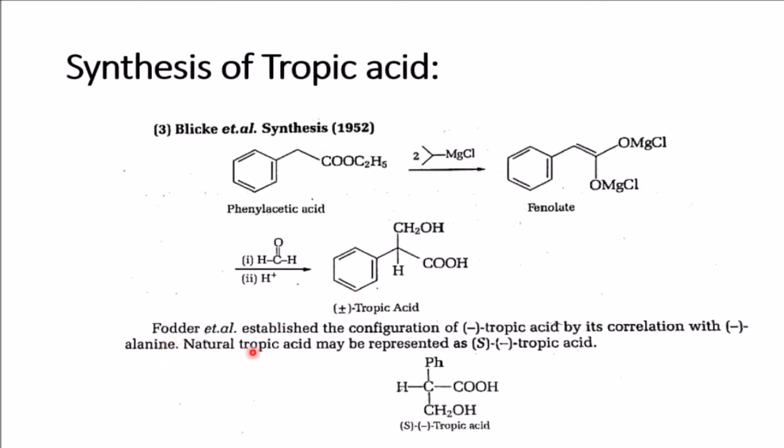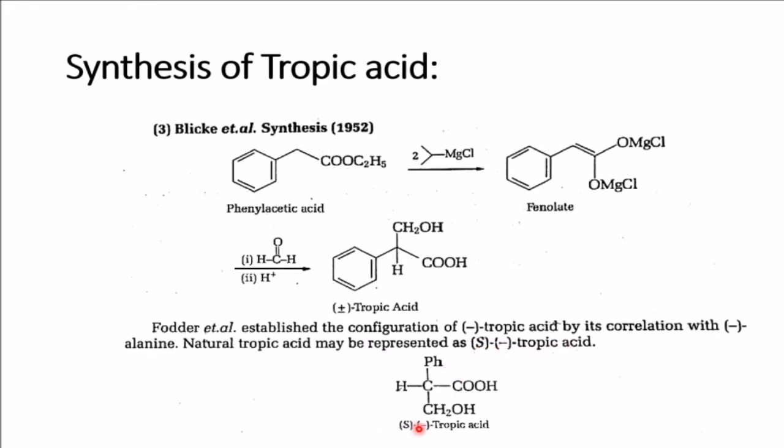Further, Ethyl established the configuration of one of the isomers, levotropic acid of tropic acid, by its correlation with alanine, and natural tropic acid may be represented as the sinister, that is levotropic acid, and this sinister levotropic acid has this structural arrangement.